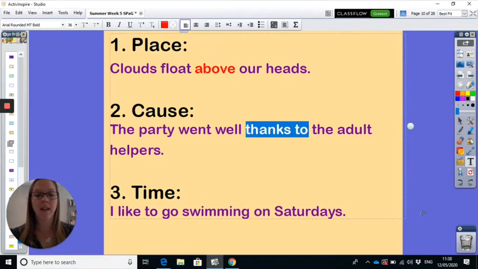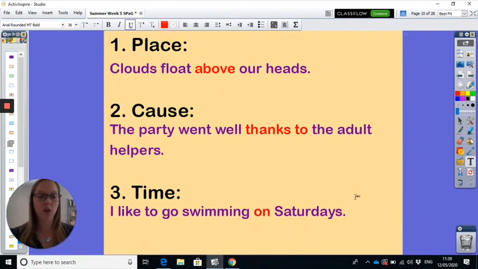Okay? And time. I like to go swimming on Saturdays. So on here is telling you when you go swimming. On could be used as a place preposition as well, but in this sentence, it's used as a time preposition. Okay, so those are three examples of each of those types of prepositions.